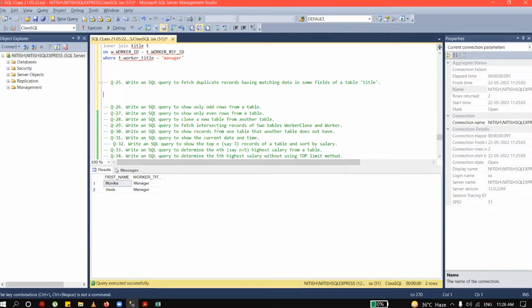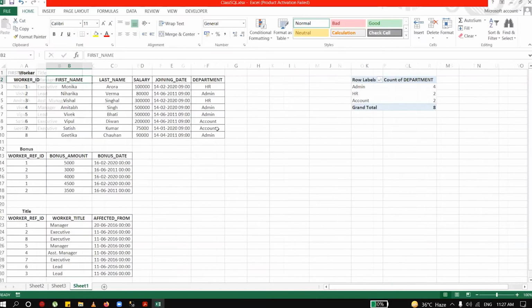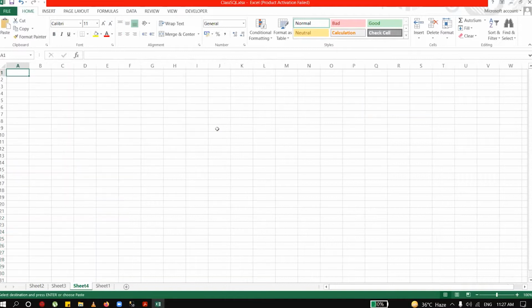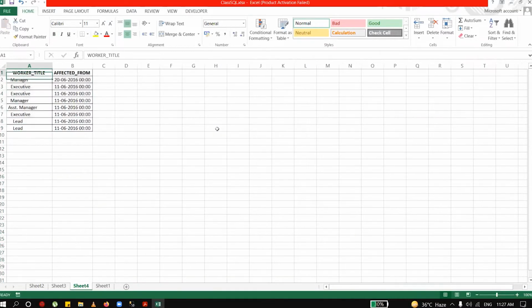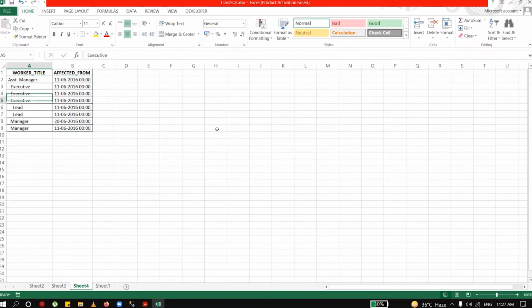Now what I want here is an SQL query to fetch duplicate records via table title. Over here, duplicate record means that if I remove this part, let's say I have removed the worker reference ID, I can see duplicacy. Where is the duplicacy? Duplicacy is wherever the designation is the same.